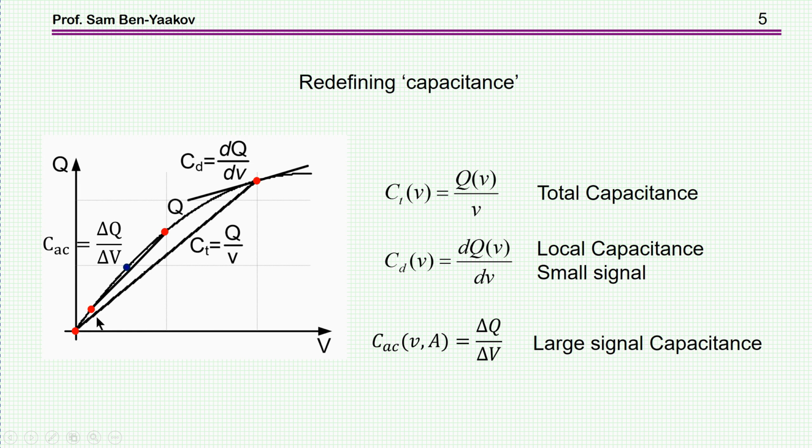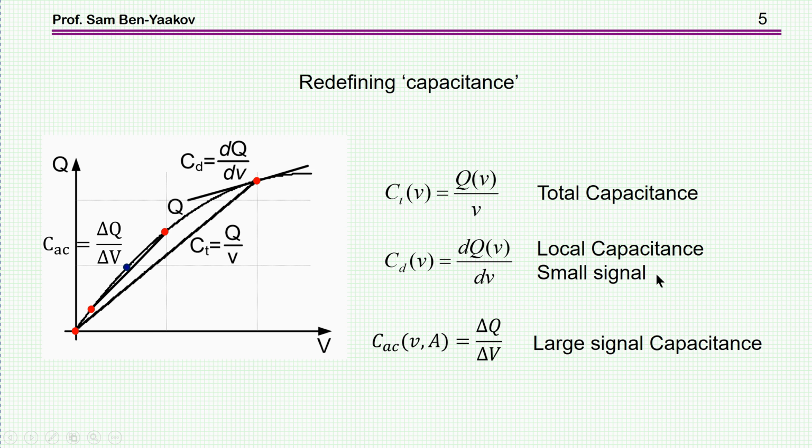We can now, on the basis of this Q as a function of V curve, define 3 different capacitances. The first one I call total capacitance. Let's take this point as an example. This will be the ratio between the charge here and the voltage here, total charge and total voltage. This line represents this capacitance, actually the slope of this line, because the capacitance is Q over V, so the slope here is this total capacitance.